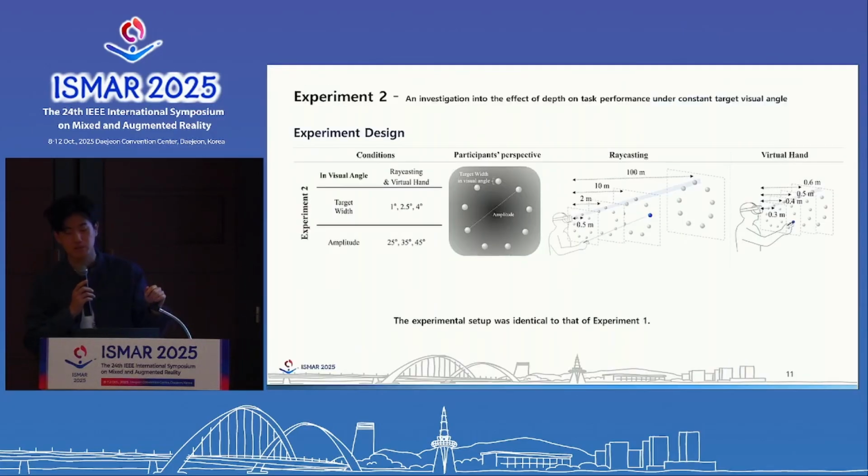The experiment setup was identical to that of experiment 1, but the key difference was that we adjusted the target visual angle so that the targets appear the same size across our depth levels. So we used 4 depth levels and 3 target widths, and 3 different amplitudes, all adjusted by the target visual angle.